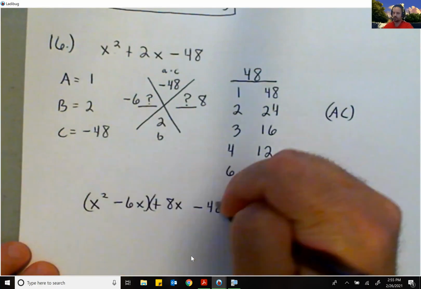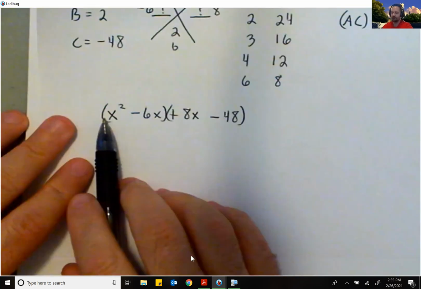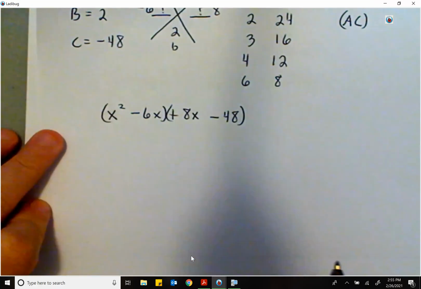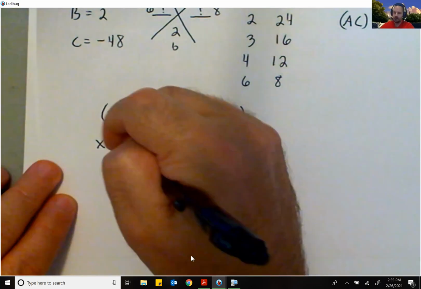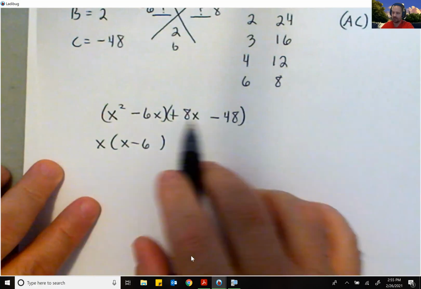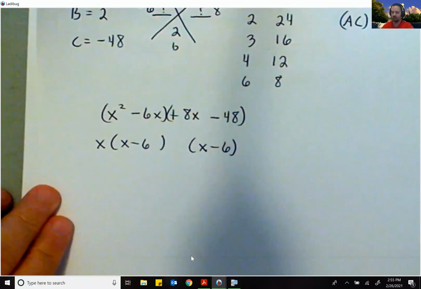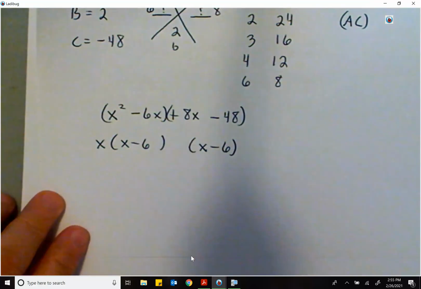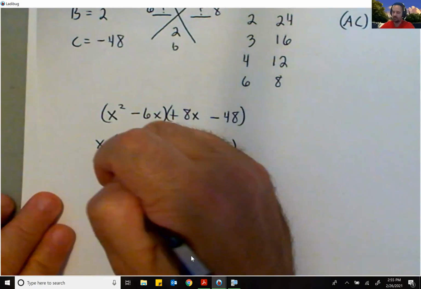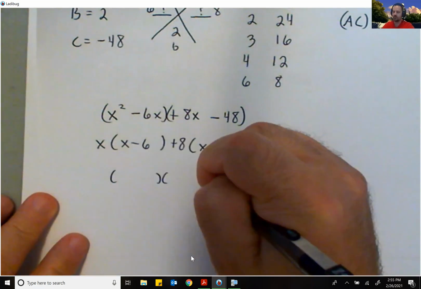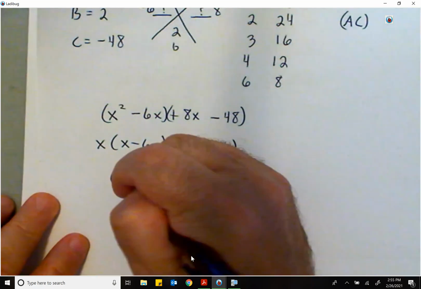Parentheses. And what's going to come out of my first parenthesis? X. That will leave us with x minus 6. And again, in grouping, whatever we pull out of here has to leave us with x minus 6. So what's coming out? 8. A positive 8. So in the end, our factored form is what? X plus 8 and X minus 6. Good.